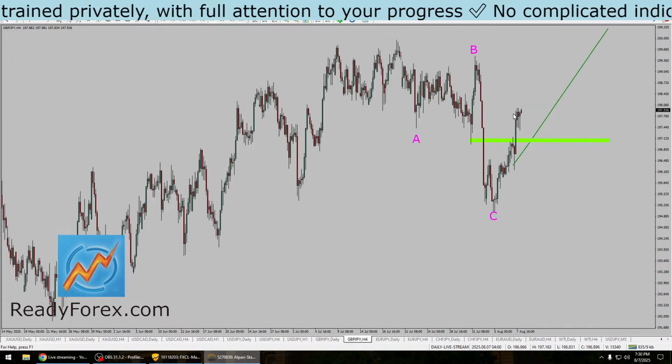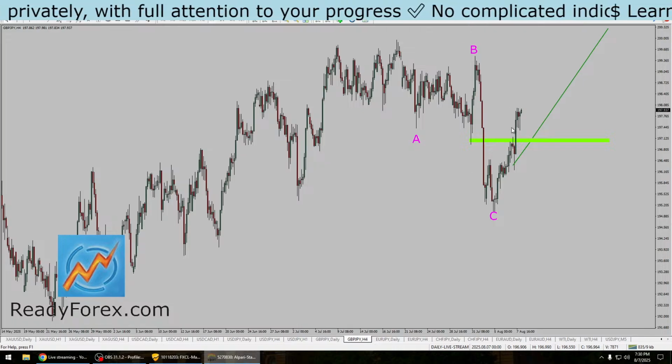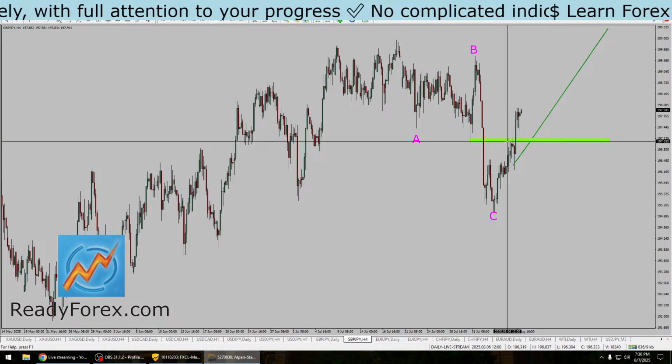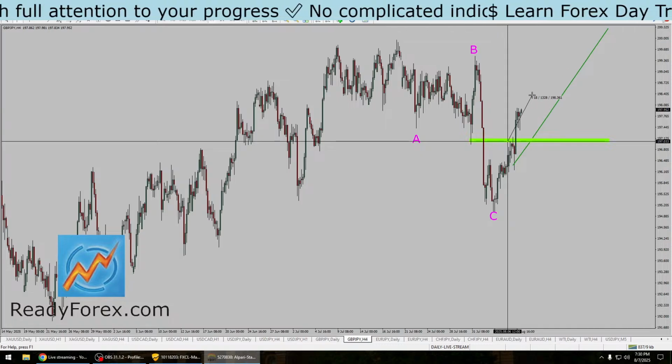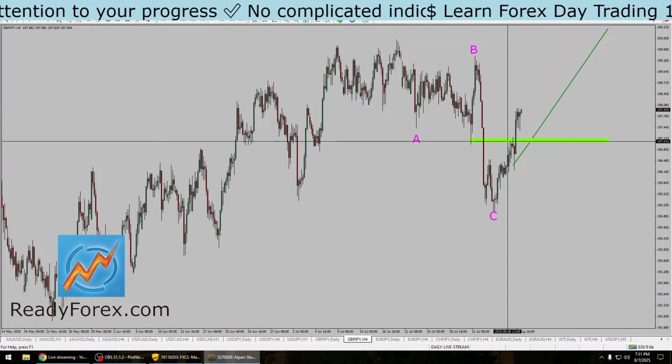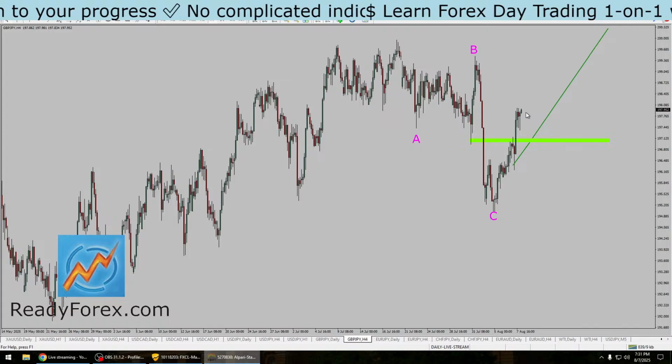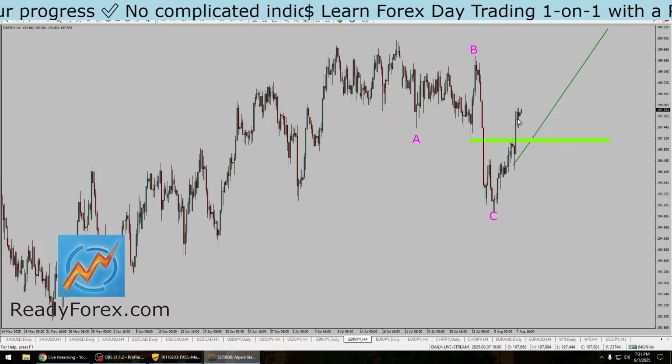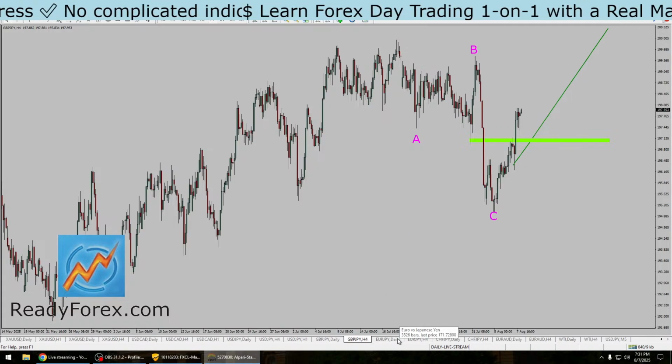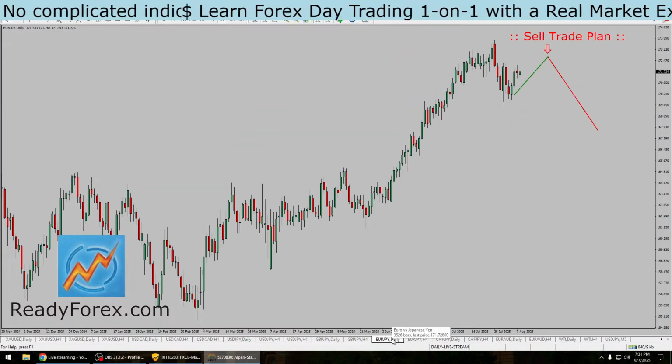So if you take GBPJPY, we got the overlap, and this is what I've told you, that if we do get an overlap, the chances are high that GBPJPY currency pair is going to rise up more. And so exactly what is happening.